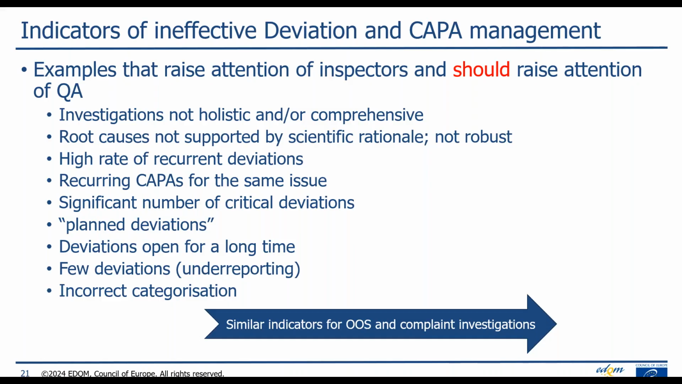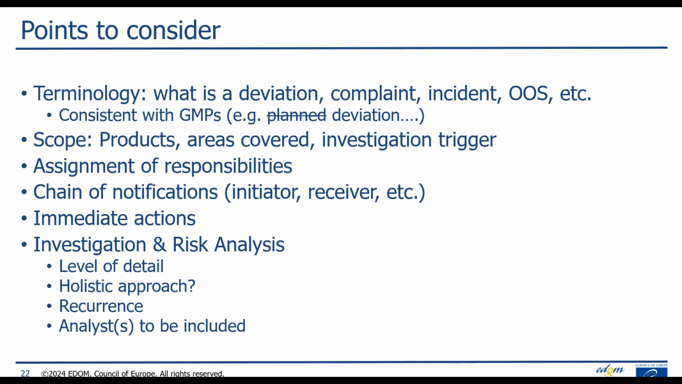Open deviation investigations for a long time, only few deviations, underreporting. This you unfortunately often do see. Oh, we haven't had any deviation for this API in over 1 year. This never happens. This is next to impossible. Okay, so that's why this raises concerns. Incorrect categorization, okay, could be a lack of training, could also be a bit of sloppiness. This is very important. And the similar indicators also apply for other investigations, such as specification investigations and complaint investigations, of course.